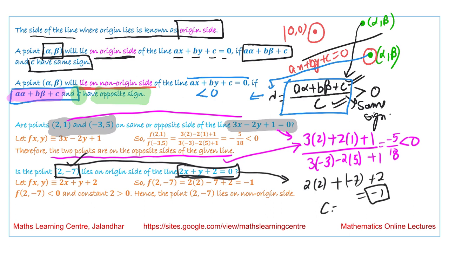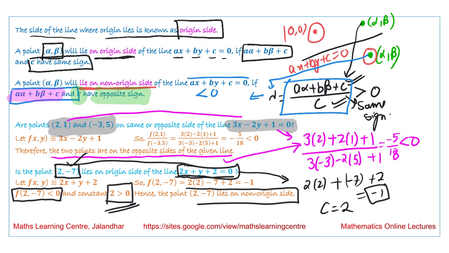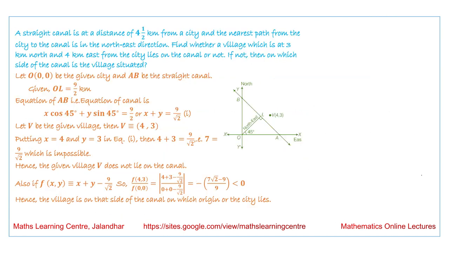The value of C we have in this case is 2. So we are saying that f of 2 comma minus 7 is less than 0, whereas the constant is greater than 0. So we are saying that the point lies on the non-origin side. So this point lies on the non-origin side.